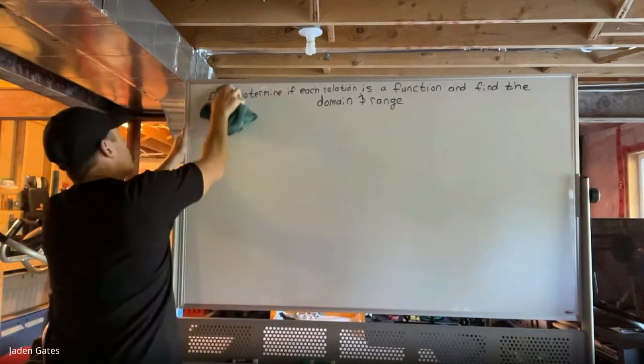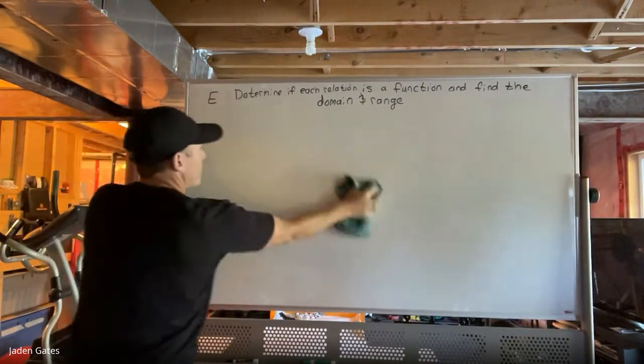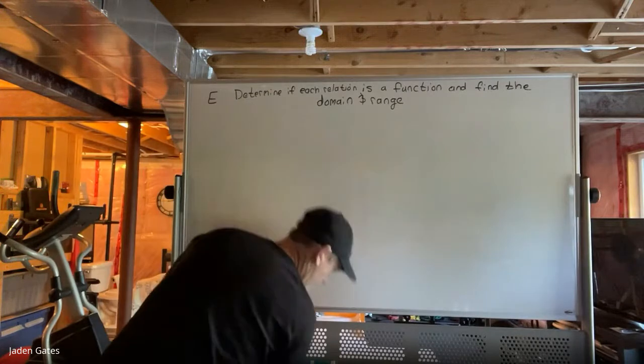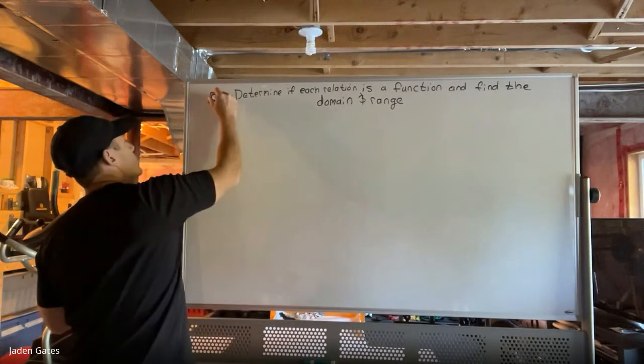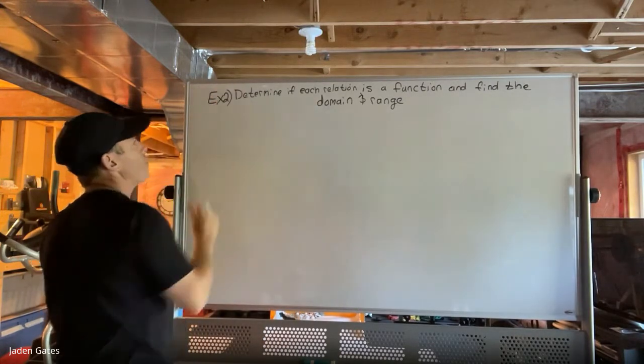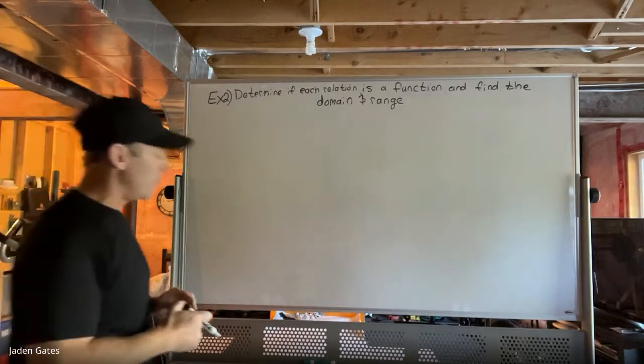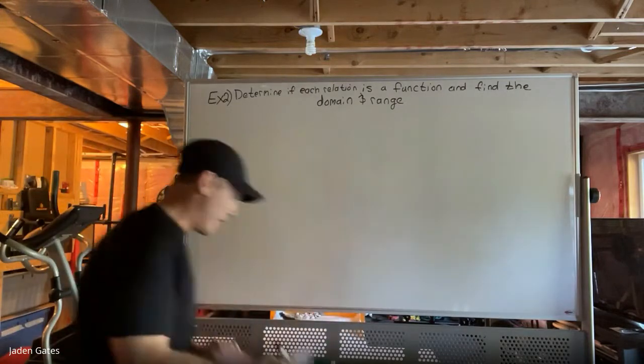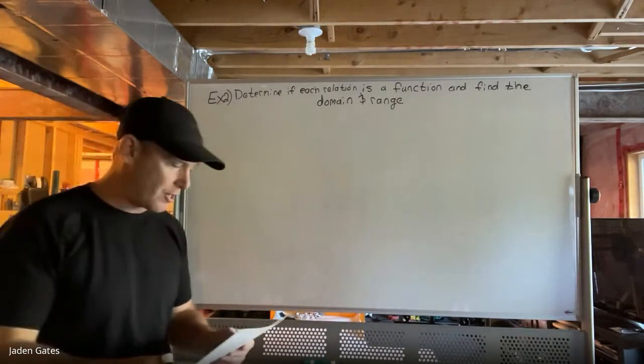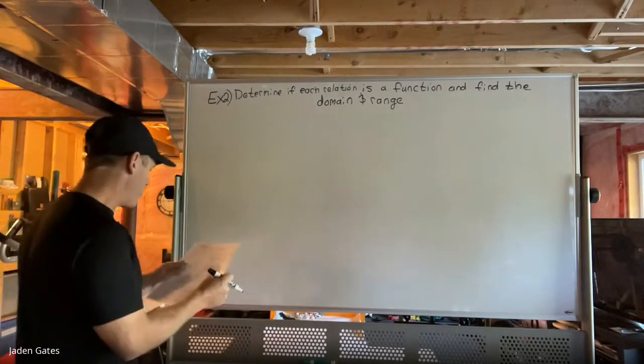All right, so I guess I'll call this example 2 here. Like I said, we're getting into graphs. So example 2, same thing though. We are going to determine if each relation is a function and find the domain and range. So I'm going to try to use some old graphs here that hopefully you had a lot of experience with.